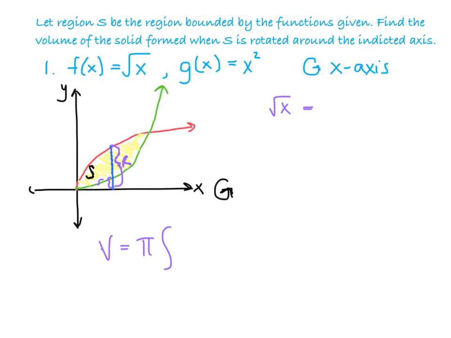Square root of x is equal to x squared. I just used some common sense, and I know that square root of 1 is 1, and I know that 1 squared is 1. And so that's how I knew, and of course the square root of 0 is 0, and 0 squared is 0. So that's how I knew those two intersection points.